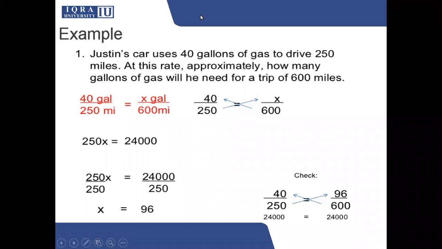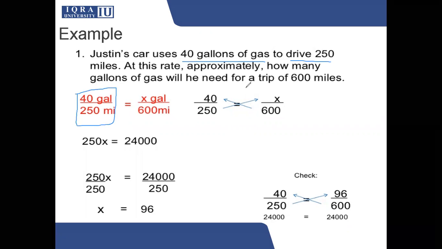Now we have gallons of gas and the distance, right? So he uses 40 gallons and he travels 250 miles. This is the first ratio. And we have to find out how many gallons of gas he will need, right? So I'll call it X gallons. So he uses X gallons to travel 600 miles.